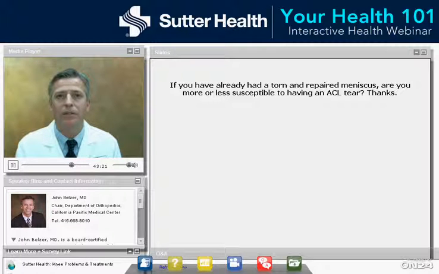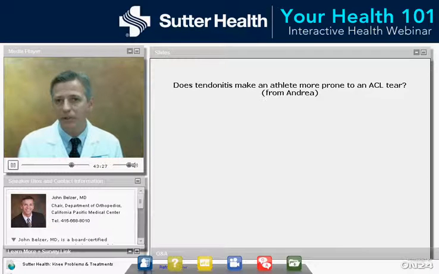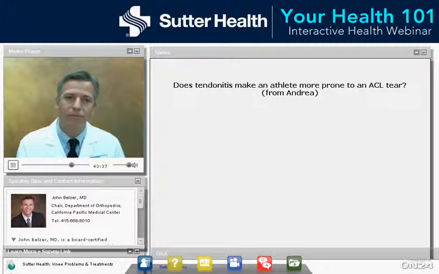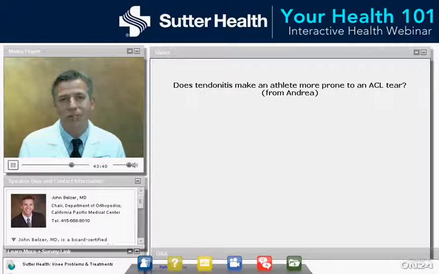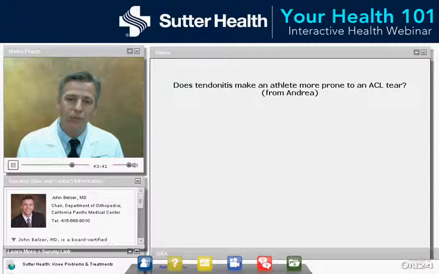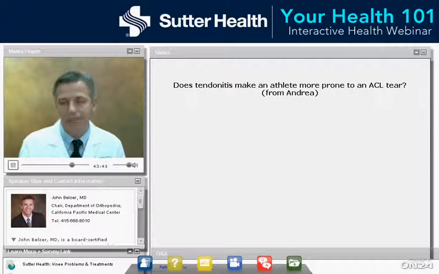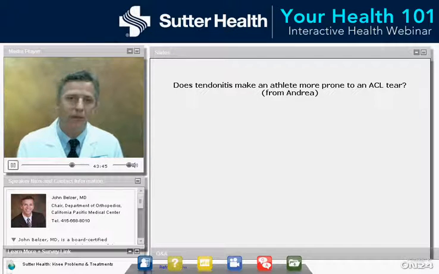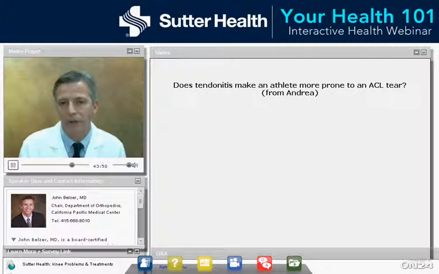And another question. Does tendonitis make an athlete more prone to an ACL tear? The answer to that is no, it does not. Tendonitis simply is an inflammation of a tendon that occurs with overactivity. And so when you have tendonitis, you may change your activity level and will probably be less active. That probably puts you at less risk for developing an ACL tear, but the two are not in any way directly related.